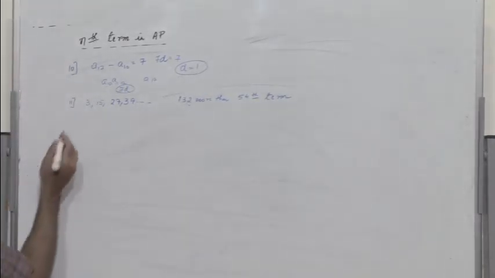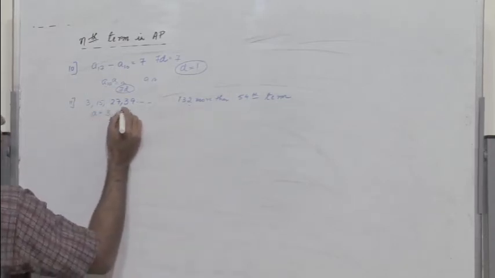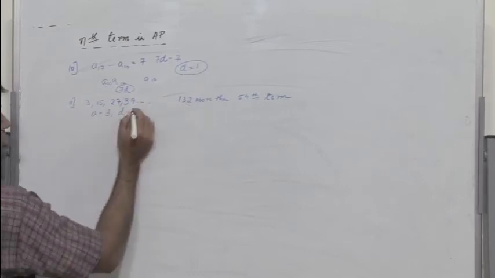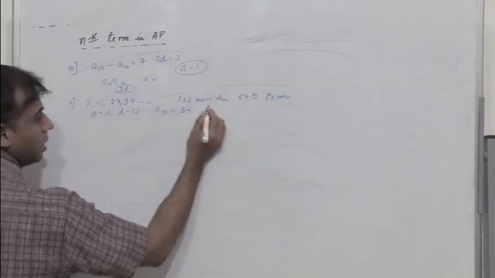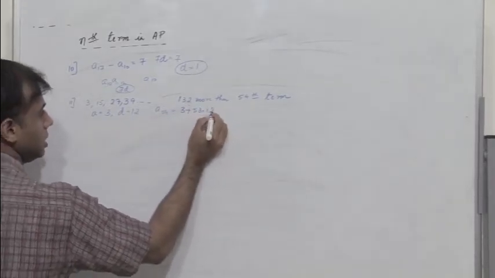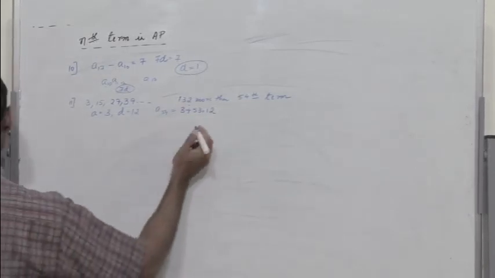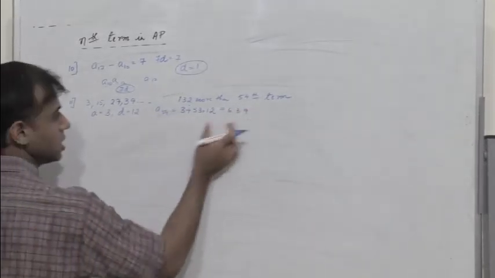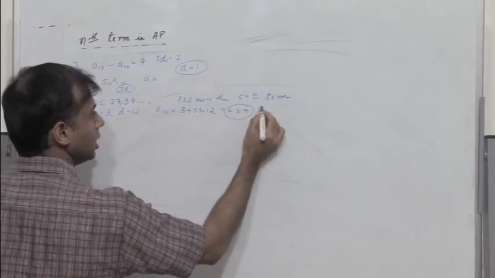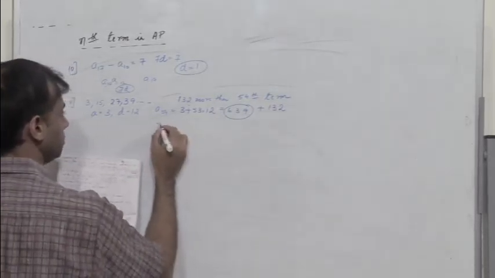So let's first find out A54. A is 3. The value of D is 15 minus 3, which is 12. So A54 is A plus (n minus 1), that is 53, into D, which is 12. When I add them, we get 639. So A54 is 639. To this, we are adding 132. If I add 132 to that term, I get 771.